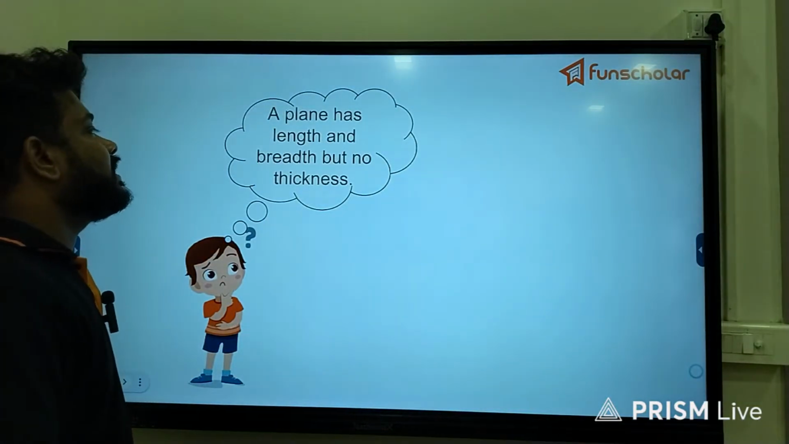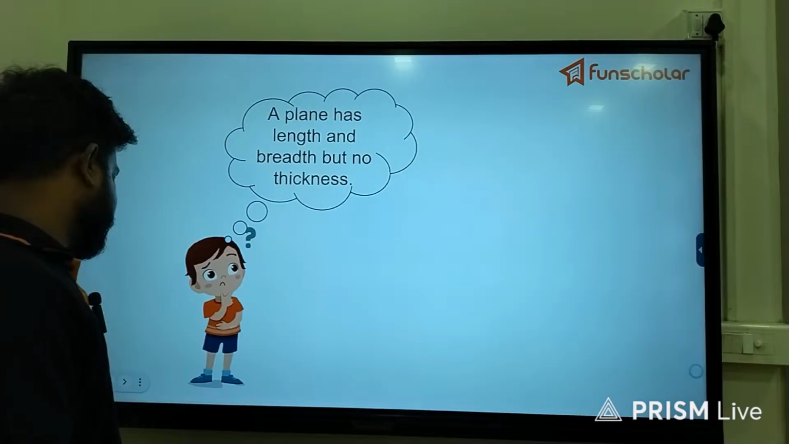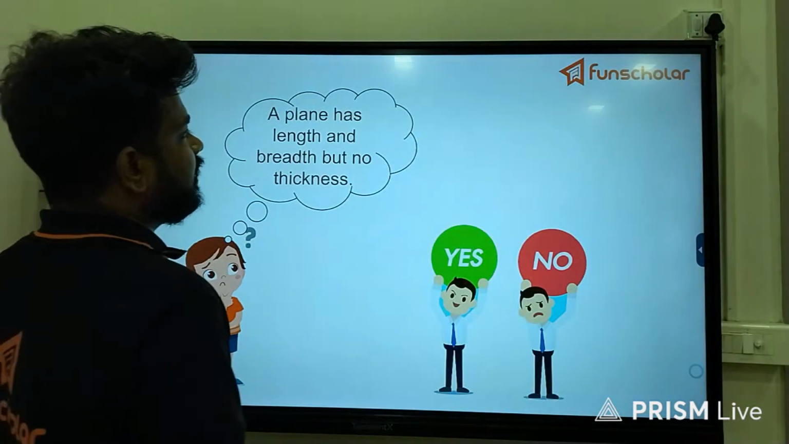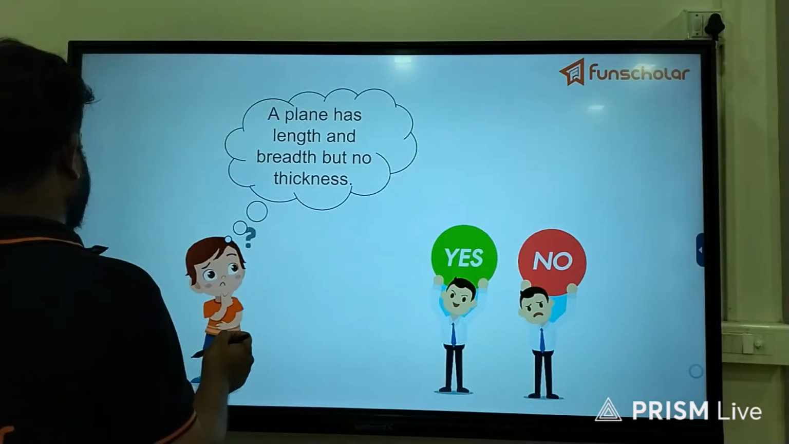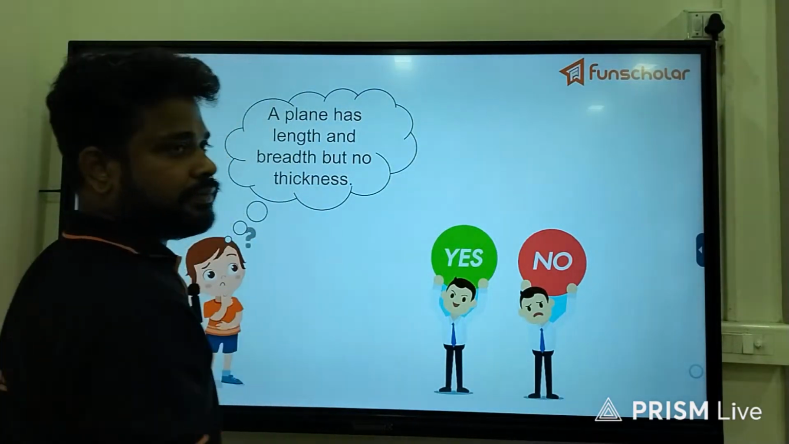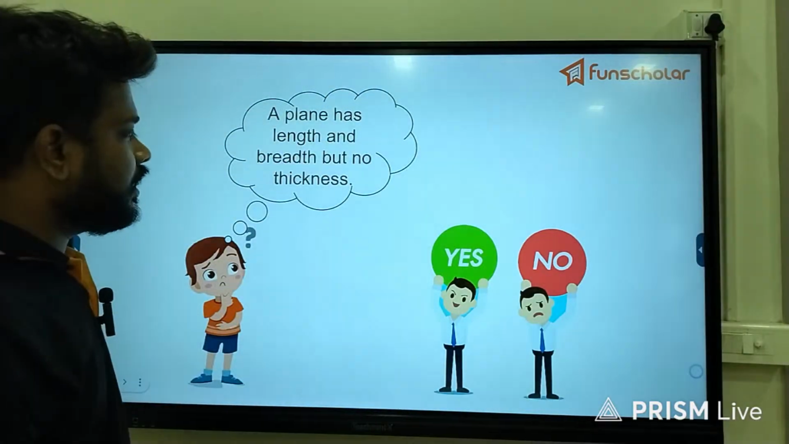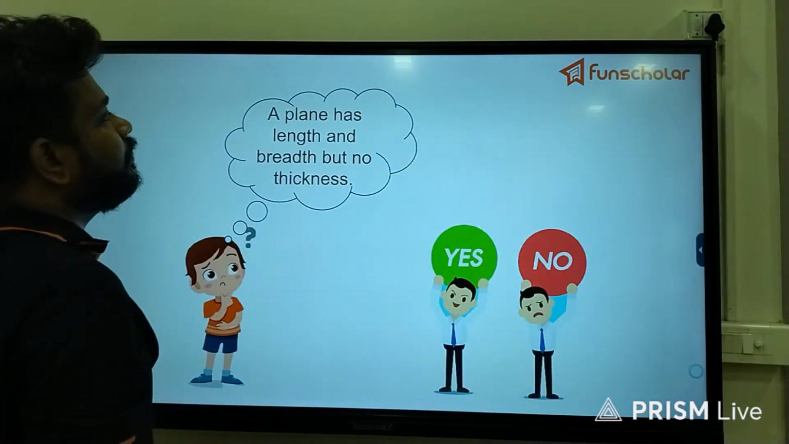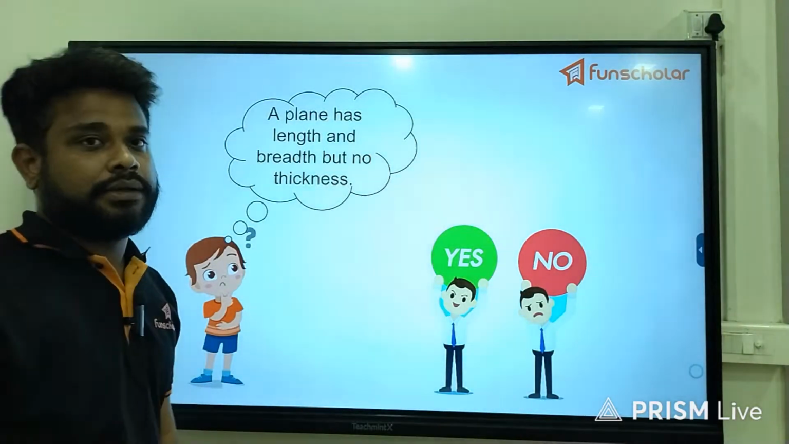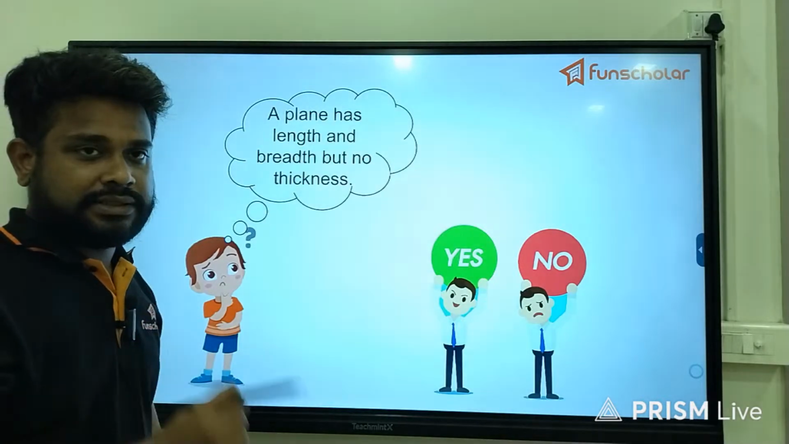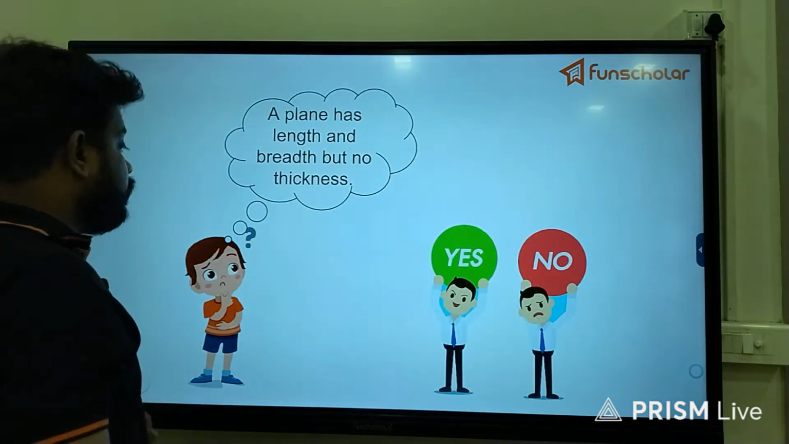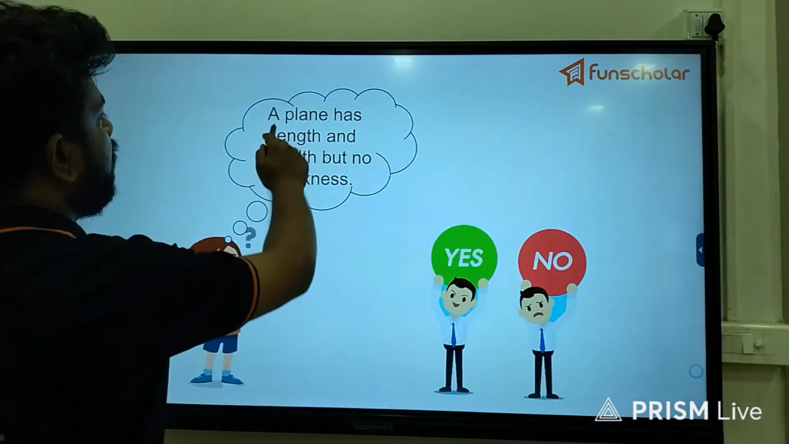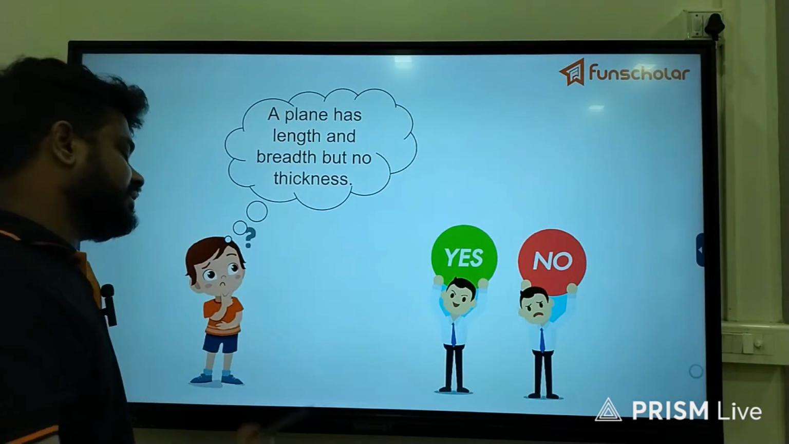Okay, a plane has length and breadth but no thickness. Yes, it will be yes. Because if I am talking about a plane, like this whiteboard is a plane, this wall is a plane. For this whiteboard, thickness doesn't matter. For planes, thickness doesn't matter. For volume, it does matter, but for a plane, it doesn't. So a plane has length and breadth, but no thickness. It will be yes.